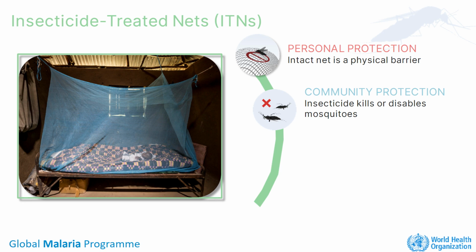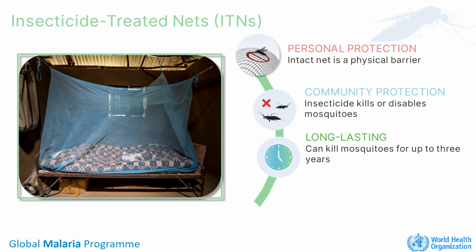In the early 2000s, manufacturers found a way to make the insecticide in the net last longer. This gave rise to long-lasting ITNs that could kill mosquitoes for up to 3 years. There are also insecticide retreatment kits that can be used to increase the duration of the insecticide on the mosquito net. However, as we'll learn in a few slides, the use of a single class of insecticides, that is the pyrethroids, on ITNs has accelerated the development of insecticide resistance amongst malaria vectors.